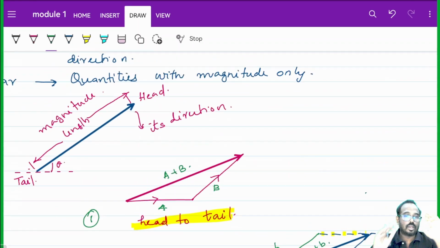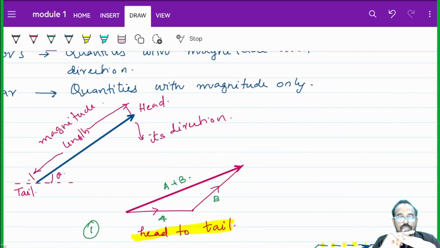Till now, what we have learned, a vector can be represented with its length as magnitude and a head arrow as the direction. If you want to add two vectors, what you will do, you will join head to tail, then you will join the tail of the first vector to the head of the last vector. You will get the resultant, that is A plus B. Remember this point, this is very important. In your question, you may not check this direction, that is the key. You may make a mistake here. For addition, you are adding head to tail of the vectors.